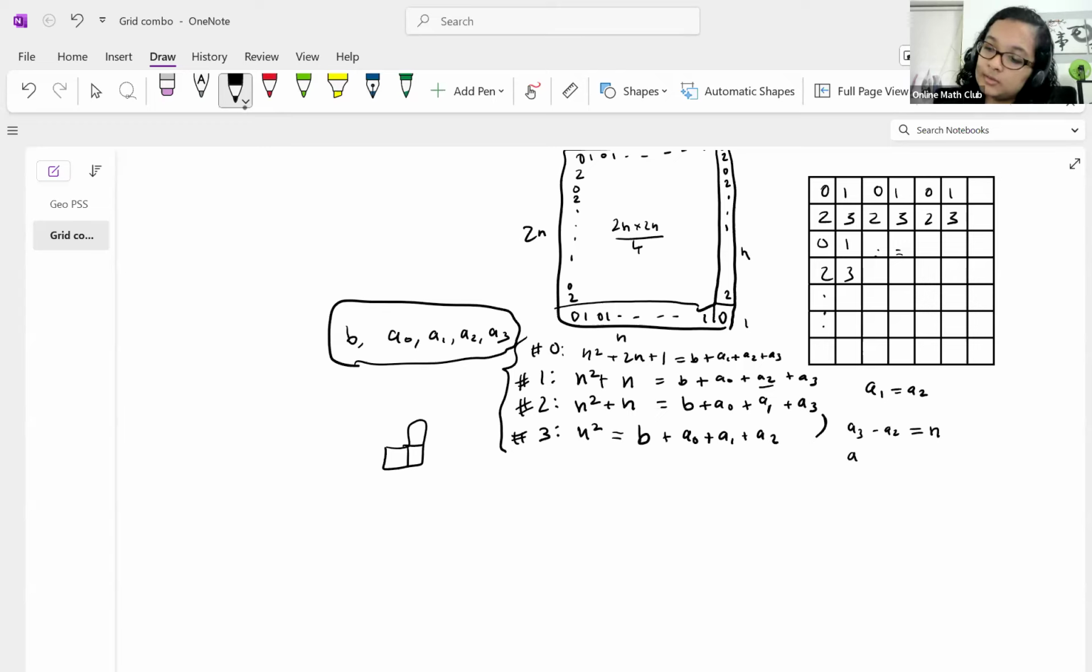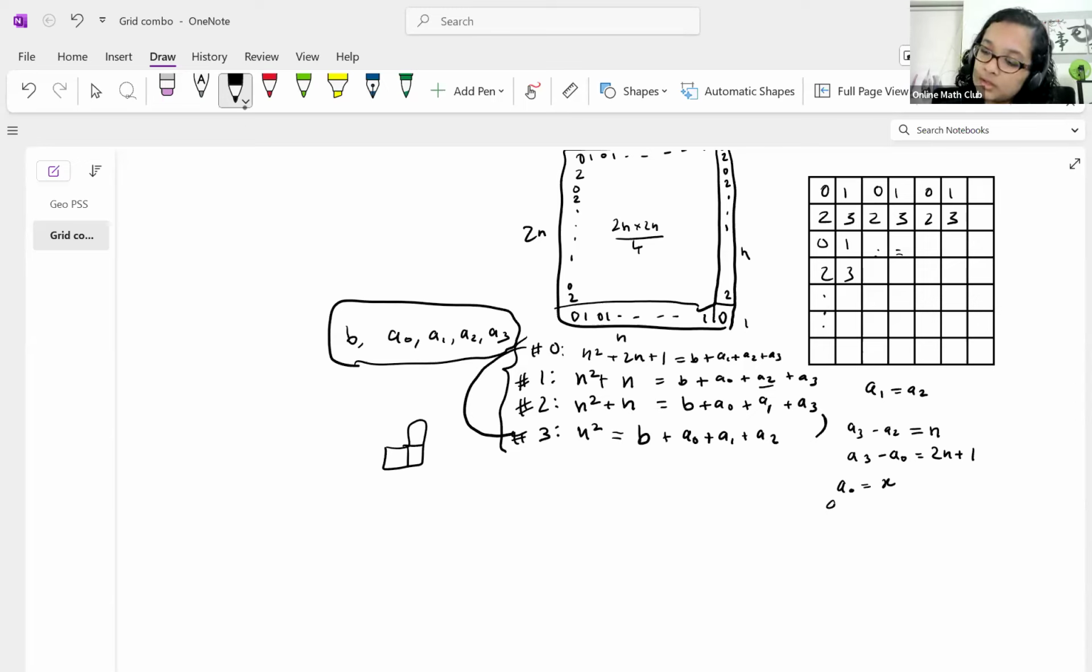Okay, so similarly, from these two, we get A3 minus A0 is equal to 2n plus 1. And you know, A2 is equal to A1, so they're the same. So now it seems like A0 needs to be the smallest one, right? So what we can do is say A0 is some x, and we want this to be as small as possible, so preferably 0.